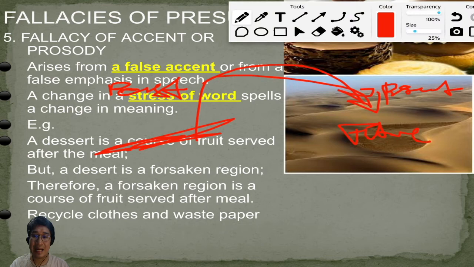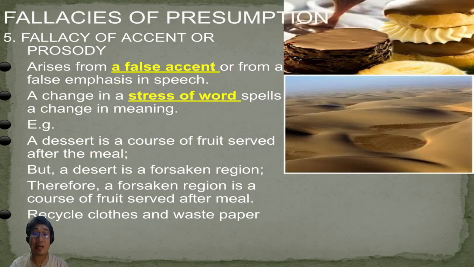Now, the accent or prosody is all about how you pronounce a certain word. Okay, so it becomes a fallacy if you mispronounce the accent. Okay, the accent of the certain word from a false emphasis in speech. A change in a stress, yung ibig sabihin yung accent. Pag nagkamali ka ng stress ng word here, it would spell a change in meaning. So, a desert or a dessert is a course of fruit served after the meal. Ano ang tama? Is it dessert or desert?